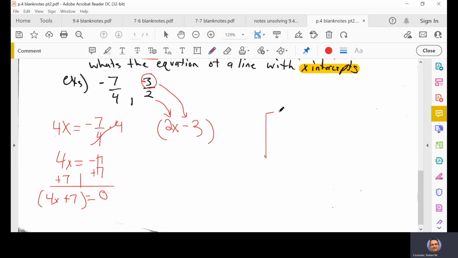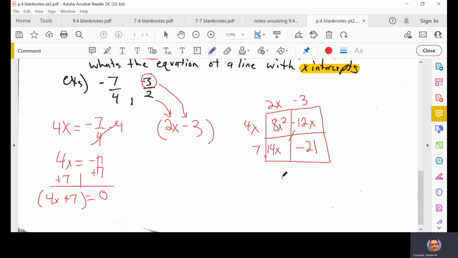And then all you have to do is box method your answer back together. Interesting way to look at it. It's always neat to see different ways to do the same problems. And then we have what? 4x and a 7. So you're ending up with an 8x squared. You have a -12x, a 14x, and -21. Like terms leaves you with a 2x. The -21 comes out, and the 8x squared comes out.